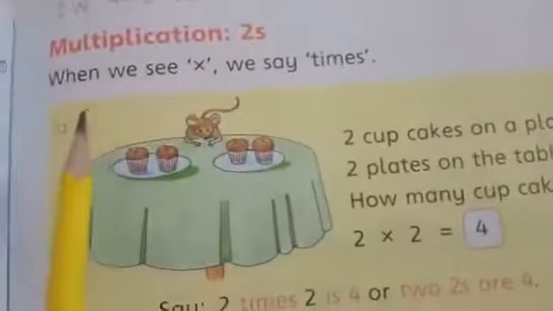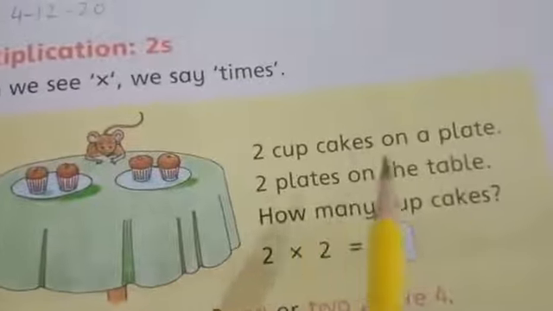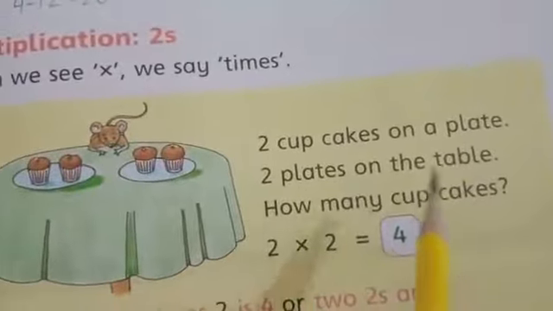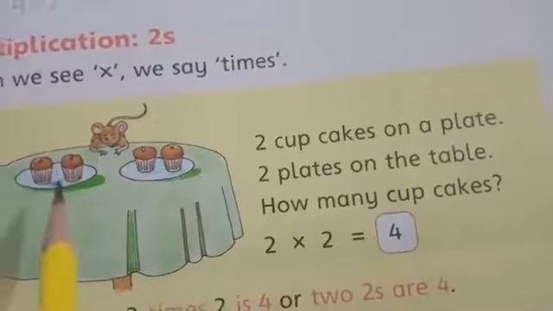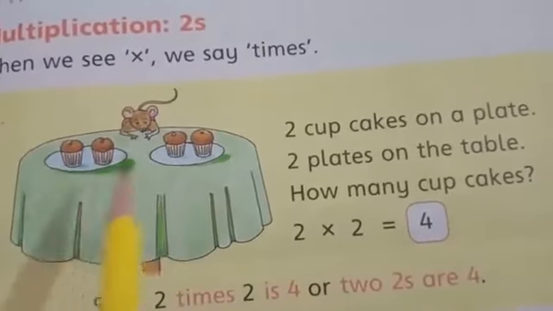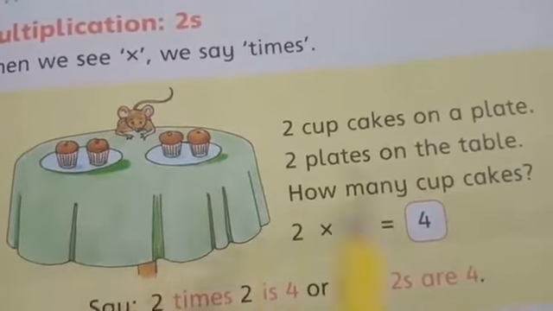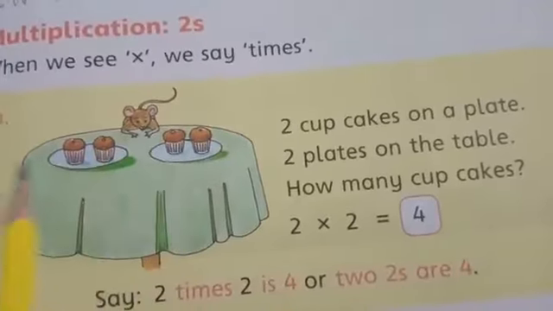Firstly, question number A. 2 cupcakes on a plate, 2 plates on the table. How many cupcakes? There are 2 plates and 2 cupcakes. 2 twos are 4. 1, 2, 3, 4.